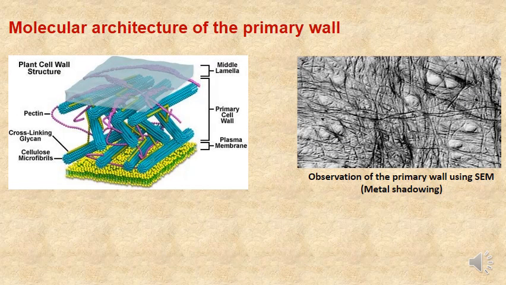In this micrograph, we can see that young cells are made up only of the primary wall, which is essentially composed of water in order to give flexibility to the cell to grow. The observation of the primary wall using SEM shows an anarchic arrangement of the cellulose microfibrils.